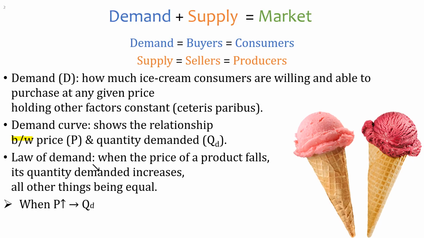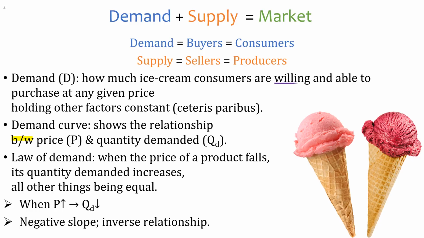You can also use shorthand notation, just say when price goes up, quantity demanded goes down. So it goes both ways. If the price is higher, quantity demanded is lower. If price is lower, quantity demanded is higher. And if you graph that, you're going to get a negative slope. The line is going to slope downward. It's going to be downhill. It's an inverse relationship or a negative correlation.